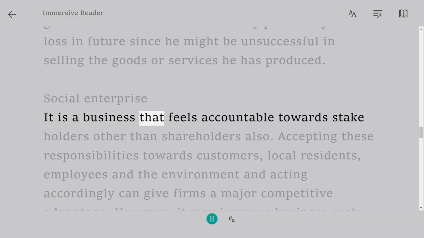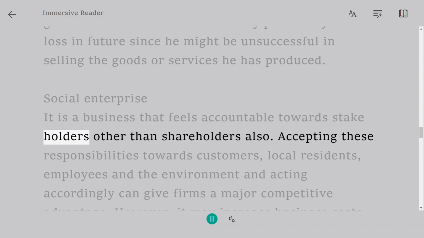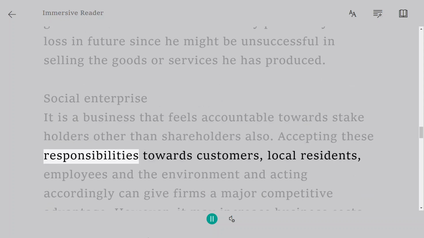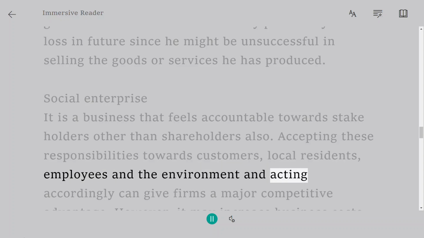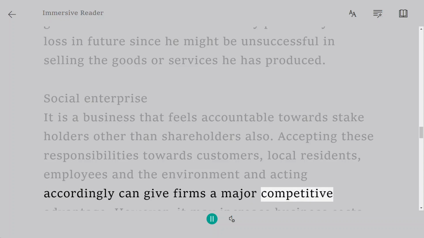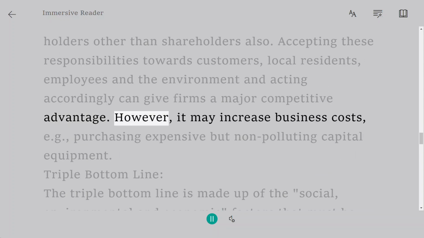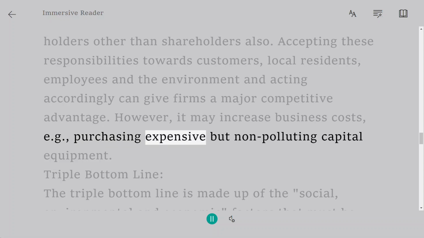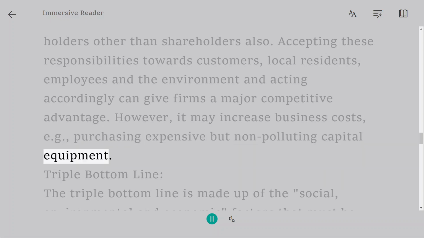It is a business that feels accountable towards stakeholders other than shareholders also. Accepting these responsibilities towards customers, local residents, employees, and the environment and acting accordingly can give firms a major competitive advantage. However, it may increase business costs, for example, purchasing expensive but non-polluting capital equipment.